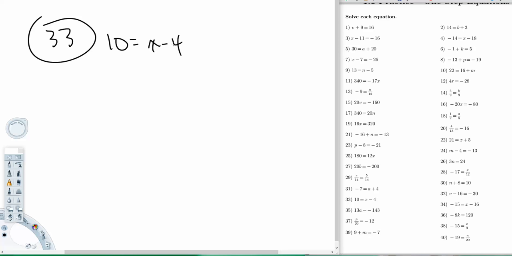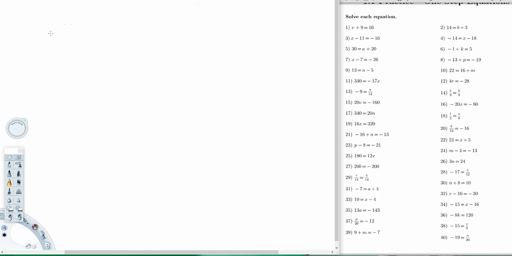So here we have x. What do we want to do here? We're going to isolate the x. So this comes down. I'm stuck here with minus 4. So to get rid of it, I have to do plus 4. And on this side, I have to do plus 4. So that equals 10 plus 4 equals 14. Is that the right answer? Yes, it is.